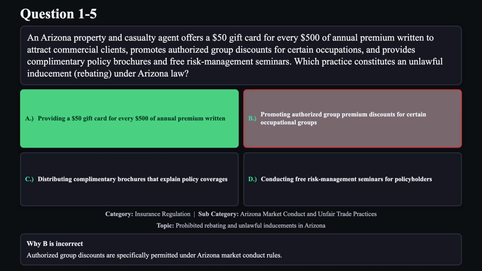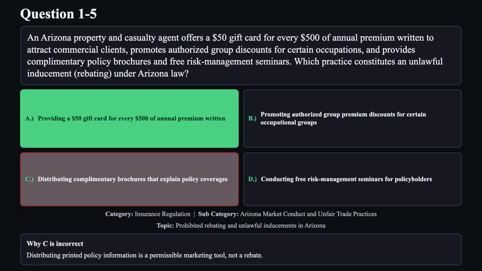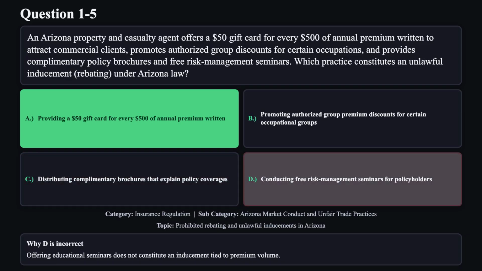Reason B is not correct. Authorized group discounts are specifically permitted under Arizona market conduct rules. Reason C is not correct. Distributing printed policy information is a permissible marketing tool, not a rebate. Reason D is not correct. Offering educational seminars does not constitute an inducement tied to premium volume.